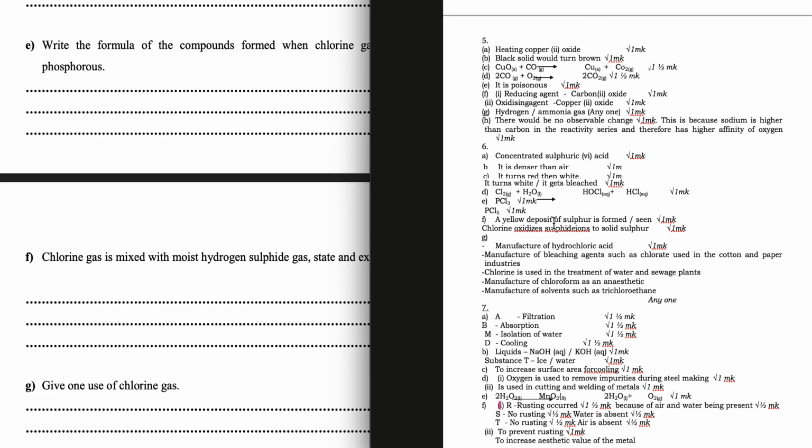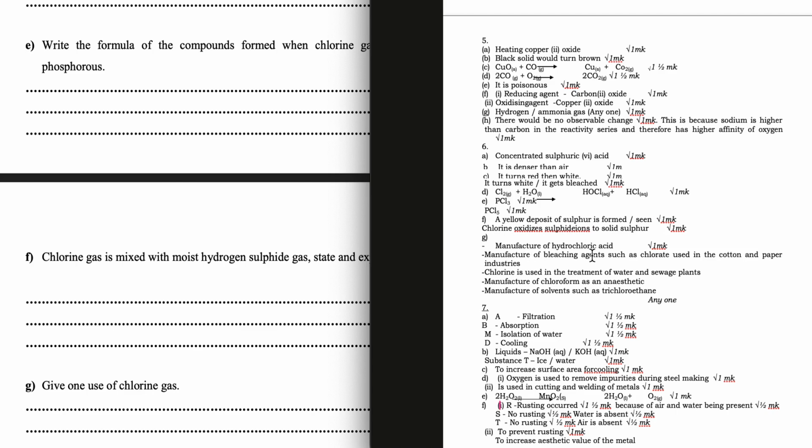A yellow deposit of sulfur is formed, or you can say a yellow deposit of sulfur is seen, and then chlorine oxidizes sulfide ions to solid sulfur. Give one use of chlorine gas. I'll give you 4. You can just write any one.